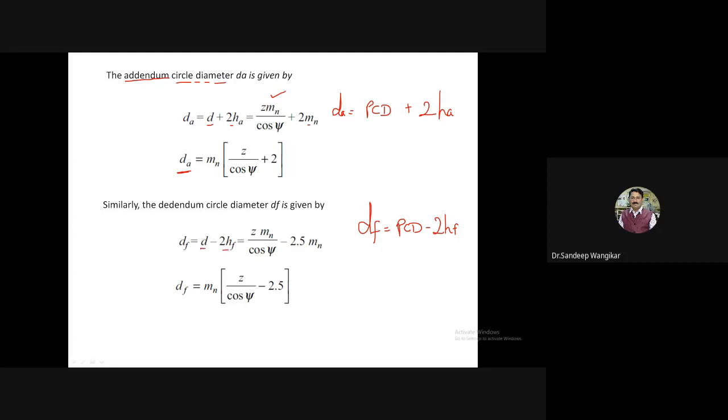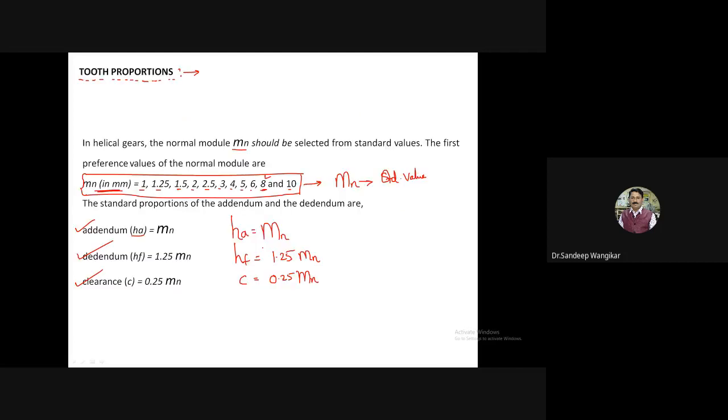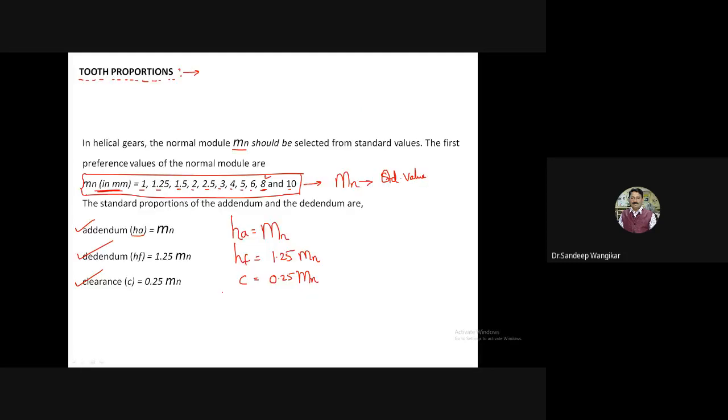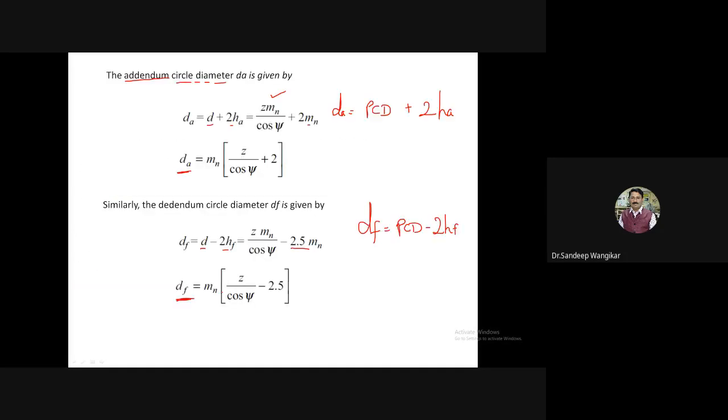PCD is Z Mn divided by cos of psi, minus 2 times, so here 1.25 Mn. So 1.25 into 2, directly it is written 2.5 Mn. So if Mn is taken common, then you can say DF is equal to Mn into bracket Z divided by cos psi minus 2.5. So here in this case you have written addendum is equal to 1 times the normal module, dedendum 1.25 times, and clearance 0.25 times the normal module. So write down this formula for dA, addendum circle diameter, and the formula for dF, dedendum circle diameter.